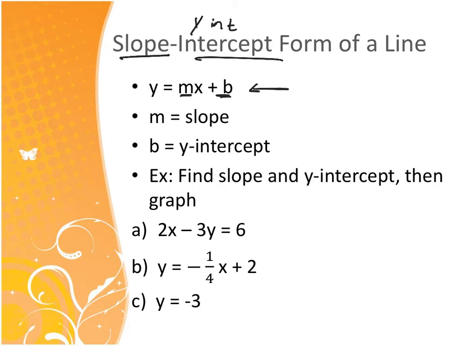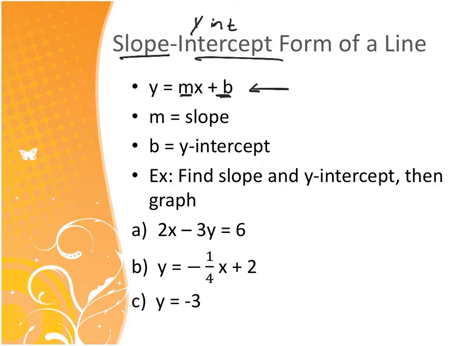We're not plugging in an x value, we're not plugging in a y value. If we just want the equation, all we need is the slope and the y-intercept. M is the letter we use to represent slope, b is the letter we use to represent the y-intercept. And if we could find the slope and the y-intercept, then we could graph it.